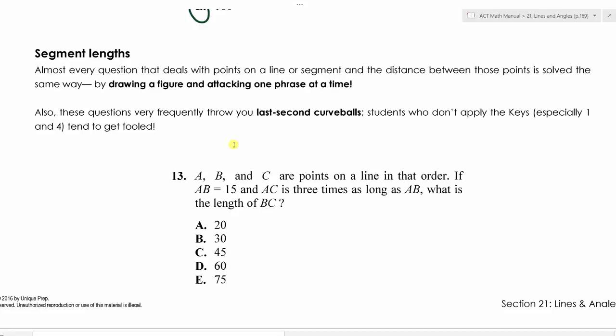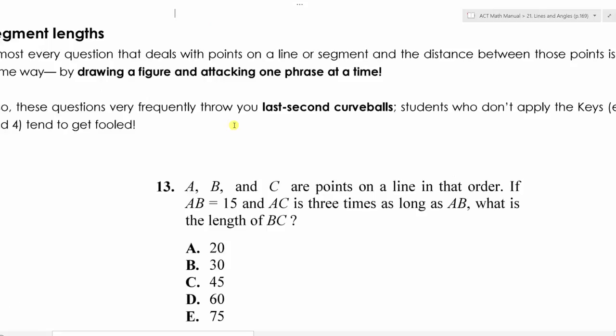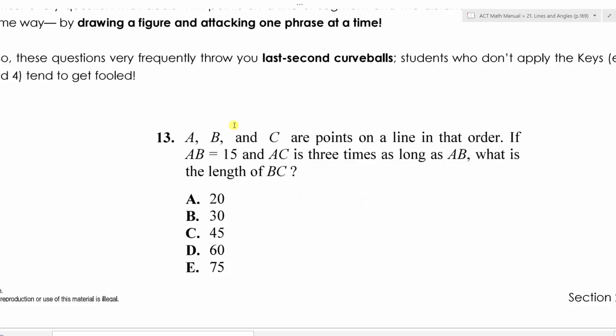Segment lengths. Segment length questions very frequently just require drawing a nice figure and then breaking up these questions one phrase at a time, as we're supposed to be doing to all questions. Look at number 13. If you want to try it on your own, go ahead and do so. A, B, and C are points on a line in that order. If AB equals 15 and AC is 3 times as long as AB, what is the length of BC?